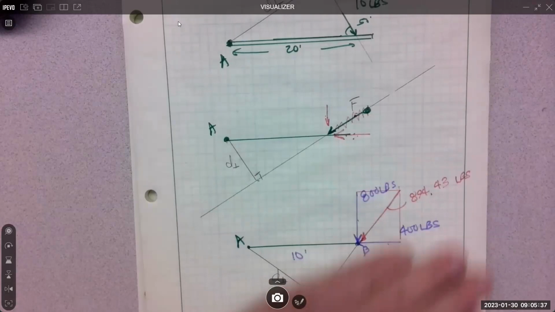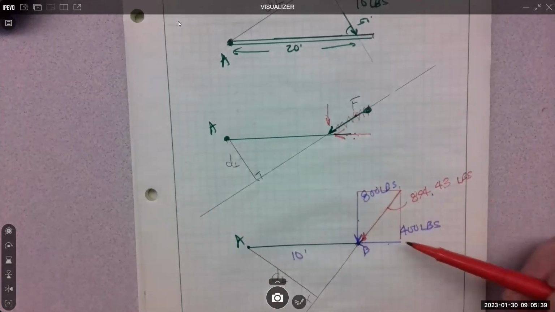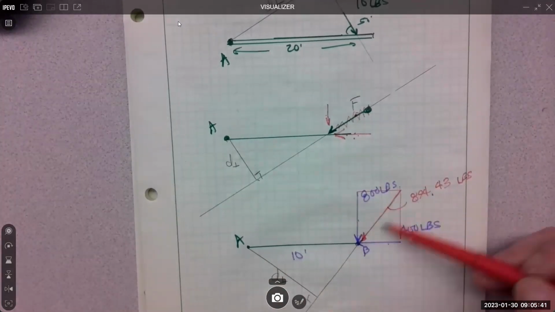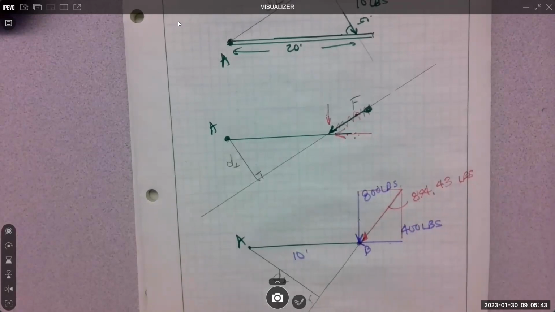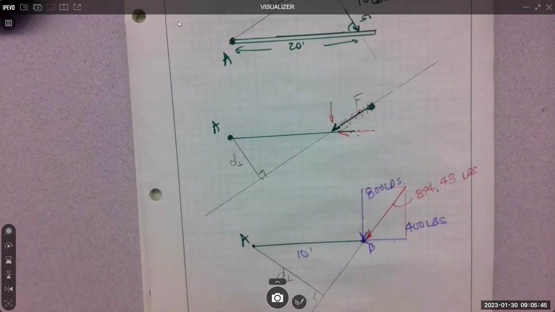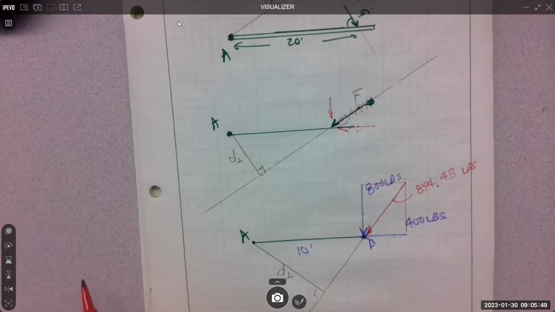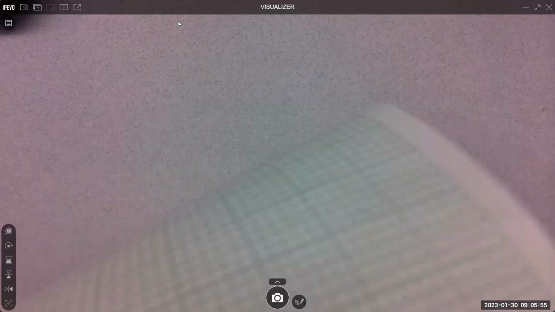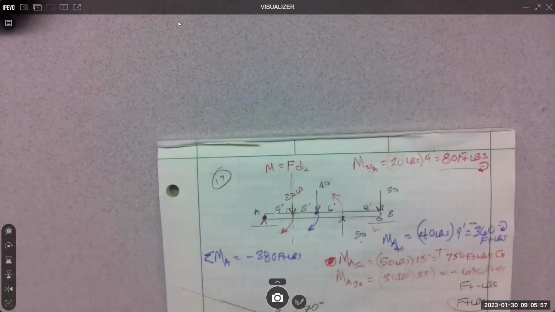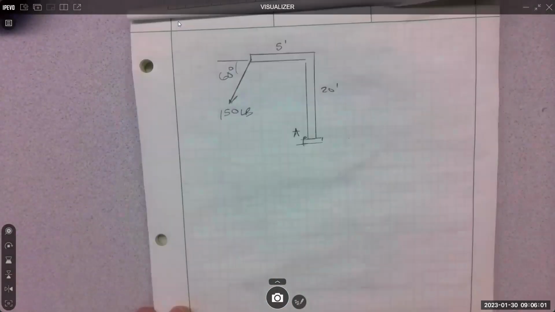So a lot of times this system is easier. Find the components, then find the moments of the components. It's the same exact process. Okay. All right. We're not quite there yet, but I saw that as a good opportunity. One more and then we'll take a break. This one.